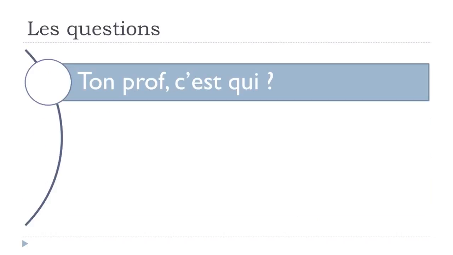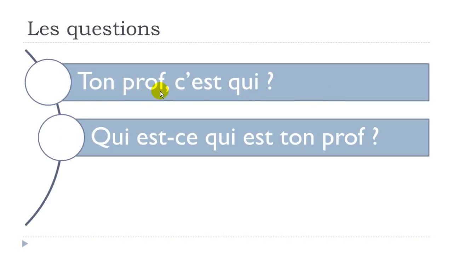So the first one, if you want to know the name of someone's teacher. The first option would be ton prof, c'est qui? Second option, so you can see that it's a bit longer, we tend to use this qui est-ce qui, this est-ce qui that we tend to add, especially in the oral form. Qui est ton prof?